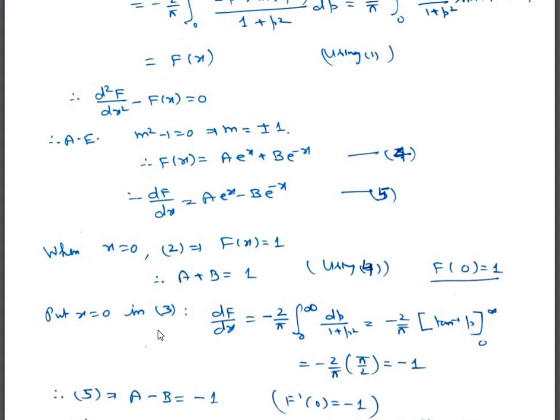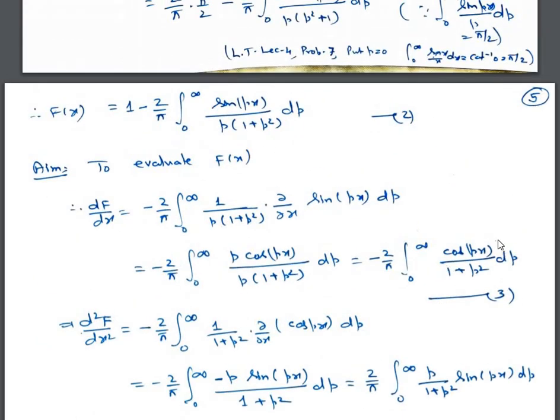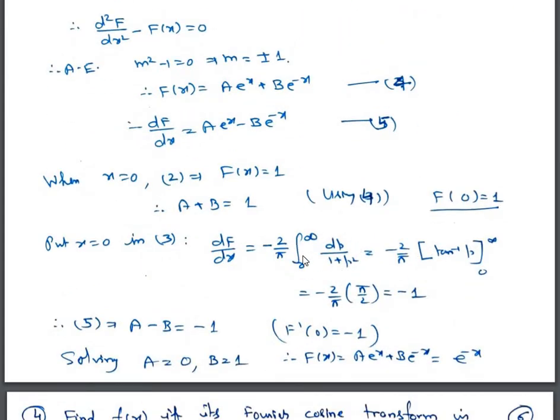Now we put x is equal to 0 in equation number 3. So we get df/dx is equal to minus 2 upon pi integral 0 to infinity dp upon 1 plus p square, because cos of 0 is 1. Integrating, we get minus 2 upon pi tan inverse p from 0 to infinity, which is minus 2 upon pi into pi by 2, which is equal to minus 1. So f dash 0 is equal to minus 1.